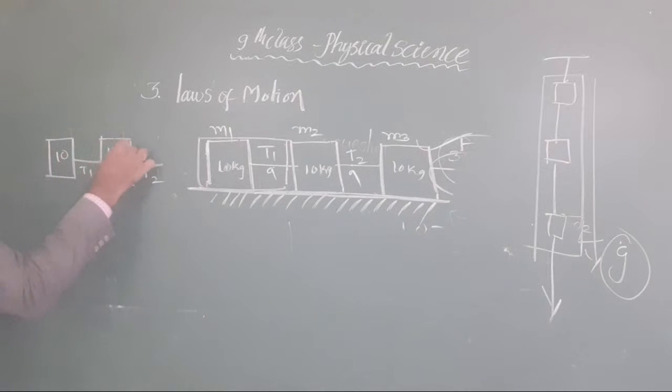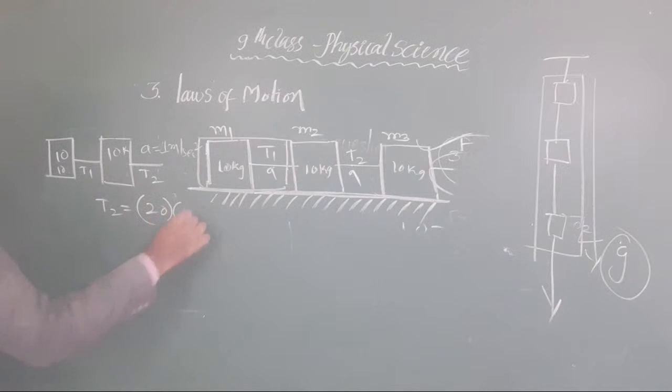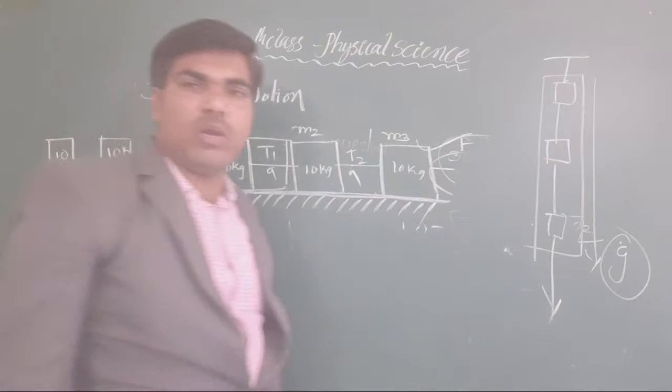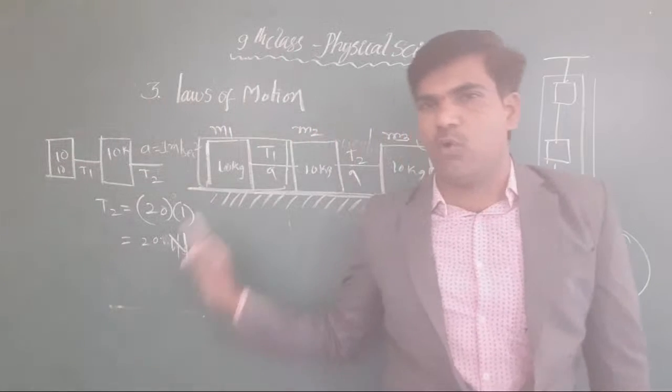Here 10 kgs and 10 kgs, and the acceleration is how much? 1 meter per second square only. That's why T2 is equal to 10 plus 10, that is 20, 20 into 1. That's why it is 20 meter per, sorry, 20 newtons we are taking. 20 newtons. In this way only you have to calculate our force.